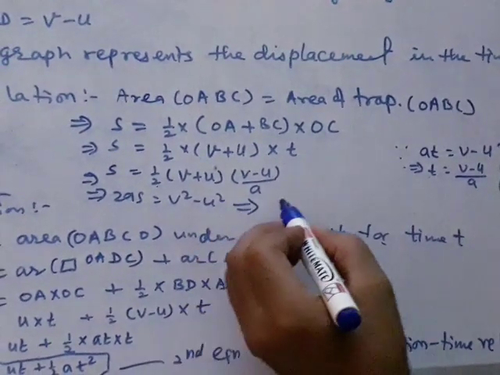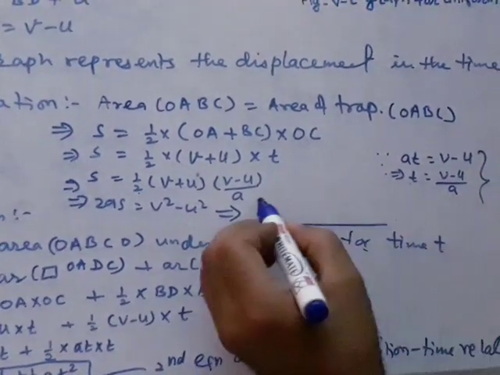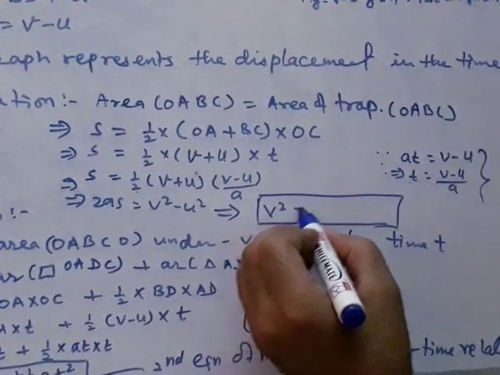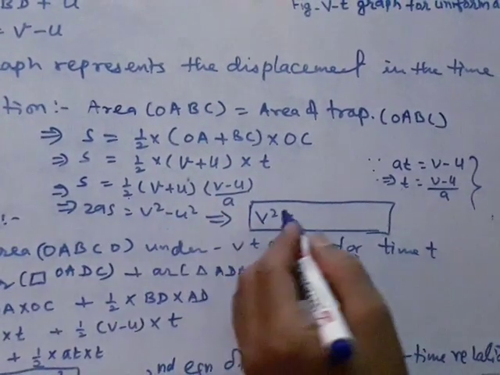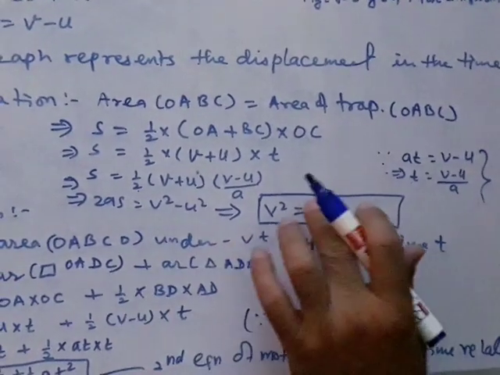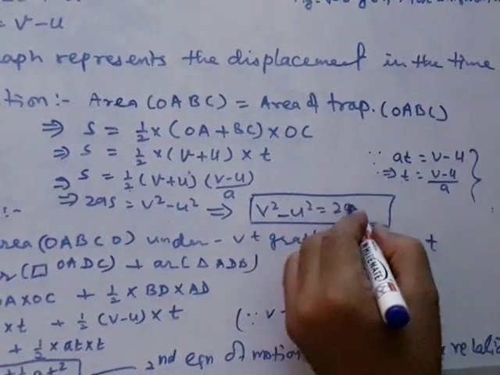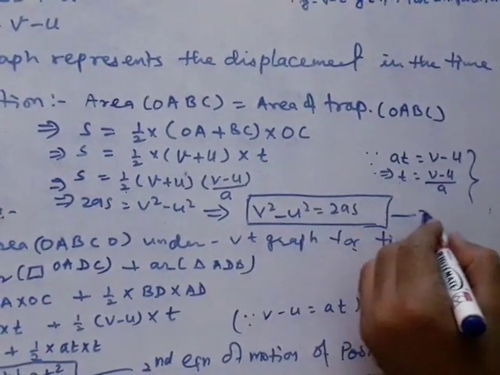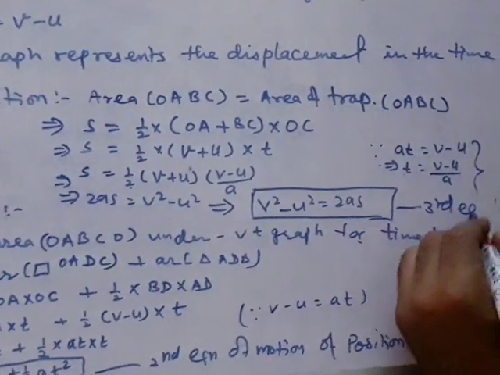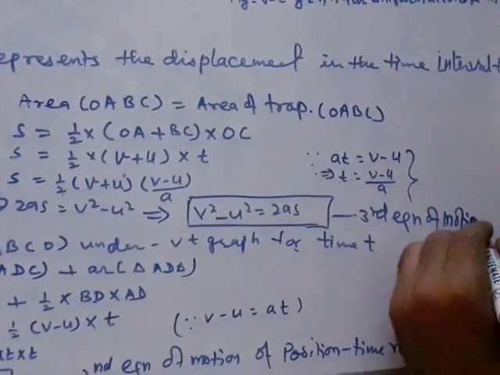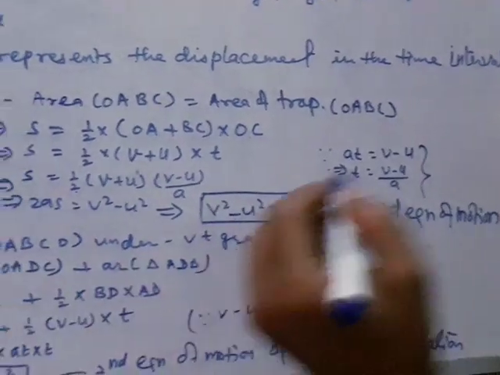We can write this equation as V square is equal to U square plus 2AS, or V square minus U square is equal to 2AS. This is the third equation of motion, or position velocity relation.